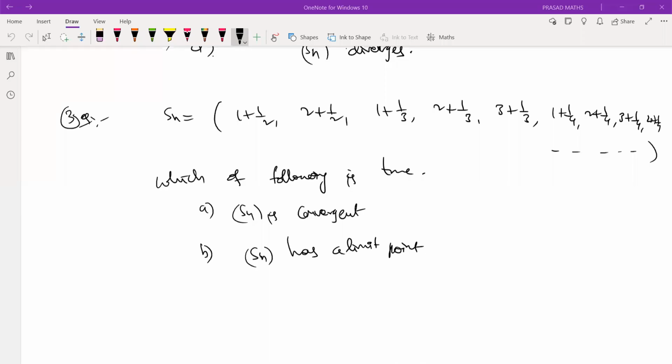Think about the answer, all of you. 1 plus 1 by 2, 2 plus 1 by 2. Is it visible, sir? Yes, sir. C is Sn is divergent. D is none.